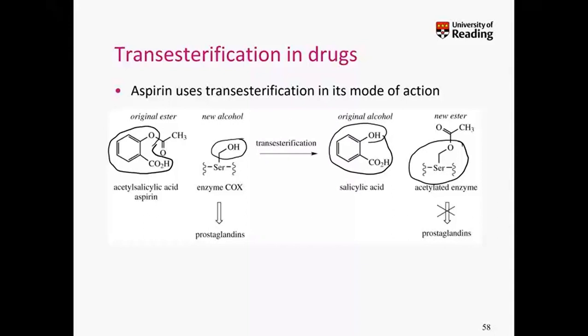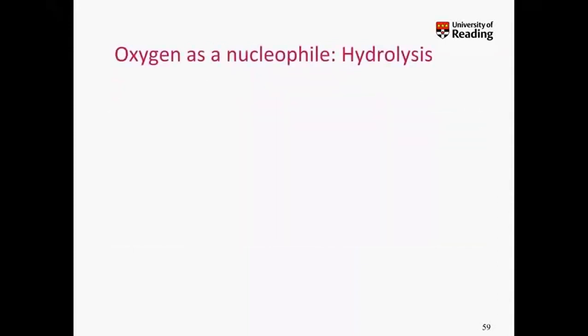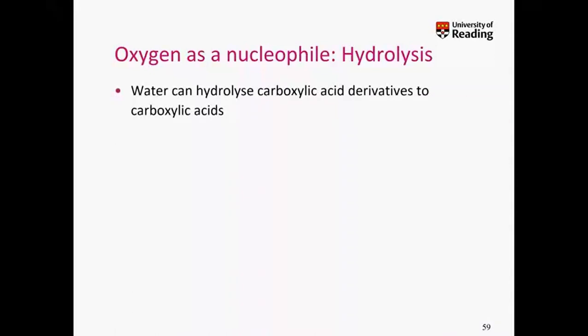Another really important kind of reaction that happens with carbonyls is the idea of hydrolysis. So we've looked at using oxygen from an alcohol, but we can also use oxygen from water as our nucleophile. And so if you have a carboxylic acid derivative, so again, something like an ester, or we'll look at amides as well, if you have lots of water around, you can hydrolyze that carboxylic acid derivative to become a carboxylic acid. And that can happen under acidic conditions and basic conditions.